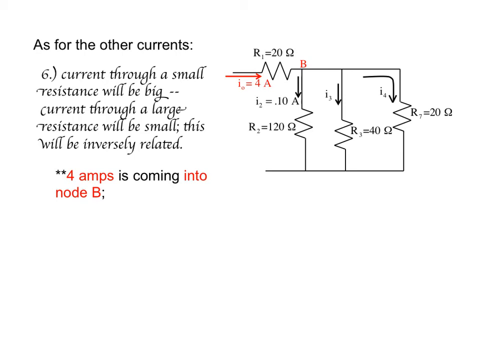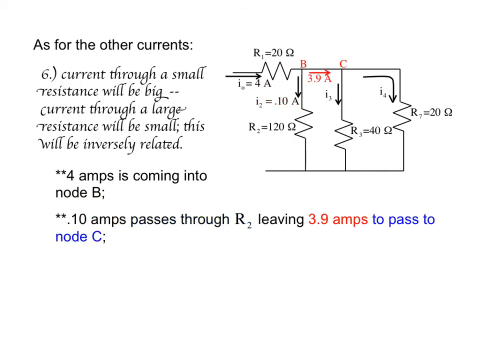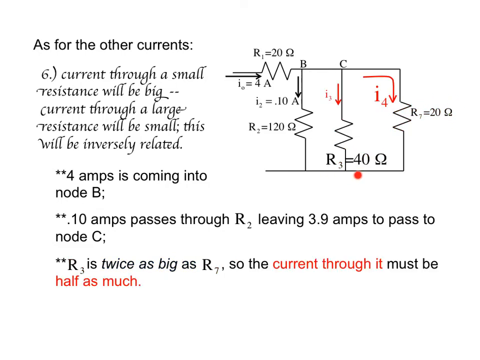So let's think about it. You got 4 amps coming into node B. 1/10 of an amp comes out of node B and goes to the 120 ohm resistor, which means 3.9 amps continues on. Why 3.9 amps? Because 4 comes in and 1/10 comes out this way. The rest has to go this way. My 40 ohm resistor is twice as big as my 20 ohm resistor, which means my 40 ohm resistor ought to have half the current that my 20 ohm resistor has.